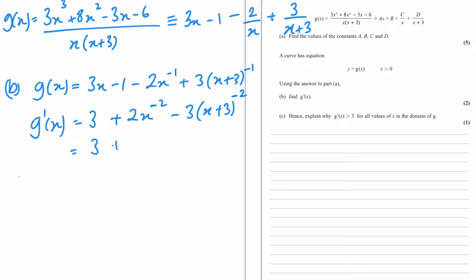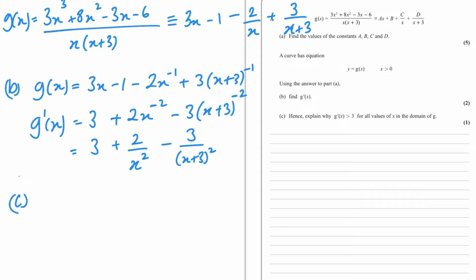So just rewriting this in a similar form to the question will give me this. But as I've said numerous times before, leaving it like that is perfectly acceptable. Now, part C says explain why that differential of g of x is greater than 3 for all values of x in the domain of g of x.